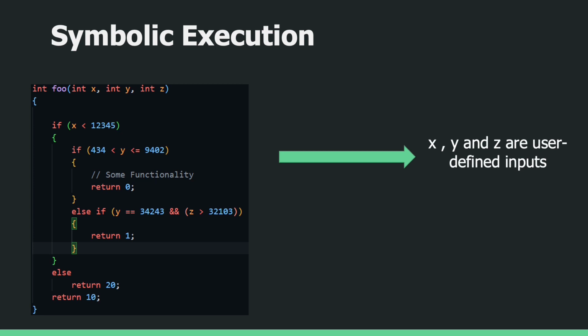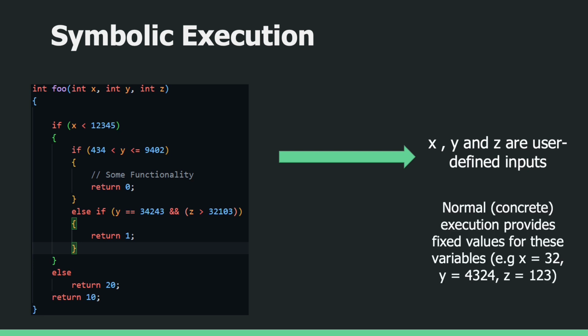For example, you can see in the first if statement where x is checked to be within a huge number, which is 12345. Then inside that if block, there is a check on y where its range is checked to be between 434 and 9402 or not, and so on. So this is a really simple program which will be our example use case.